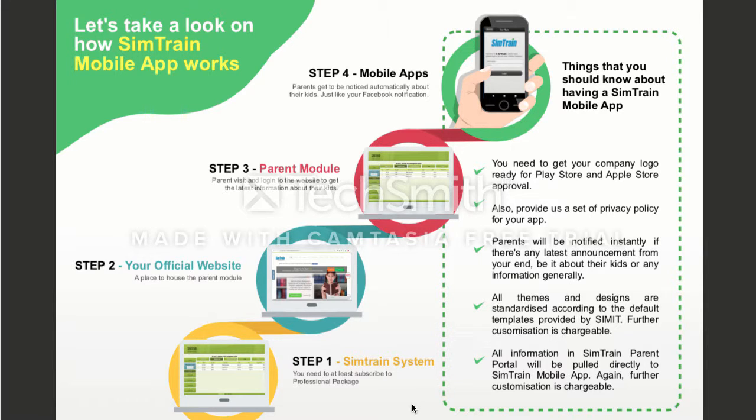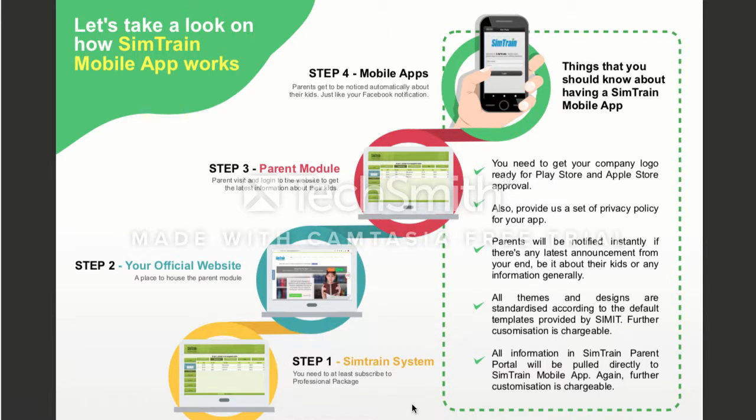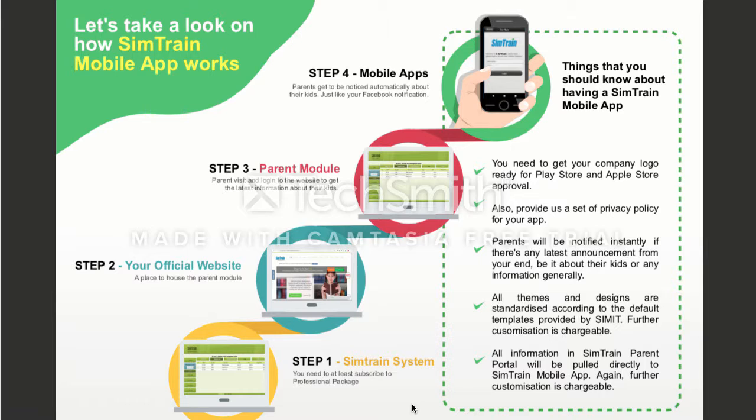In this video, I'm going to explain how the SimTrain system is integrated with the parent portal and also the mobile apps. First things first, you need to have the SimTrain system ready. If you are a SaaS subscriber, you need to at least subscribe to the professional package. After that, we require the link of your official website. Note that a Facebook link is not included.